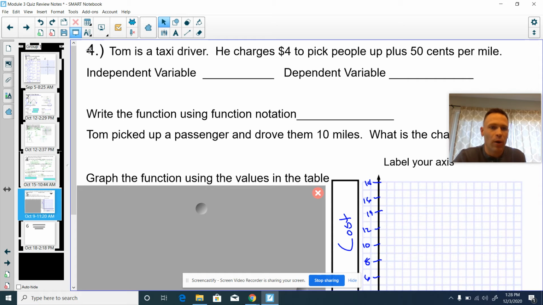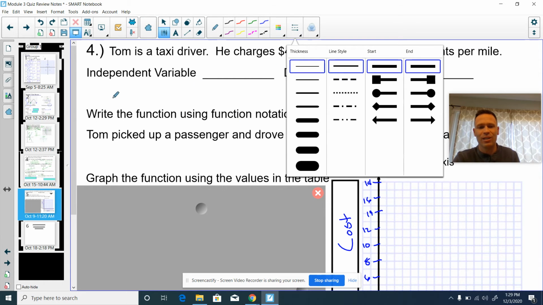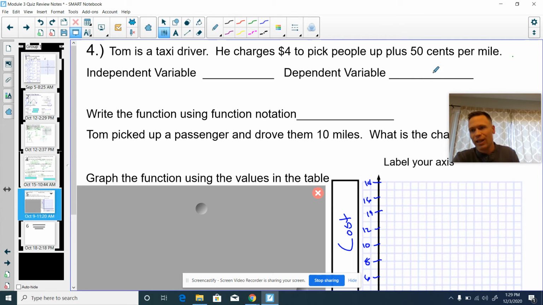All right, number 4, we've got the taxi driver problem. Tom is a taxi driver. He charges $4 to pick up people, plus 50 cents per mile. What is the independent variable? Well, the independent variable is what's going into the function. So it might make more sense to write the function in function notation first and then figure out what those things mean.